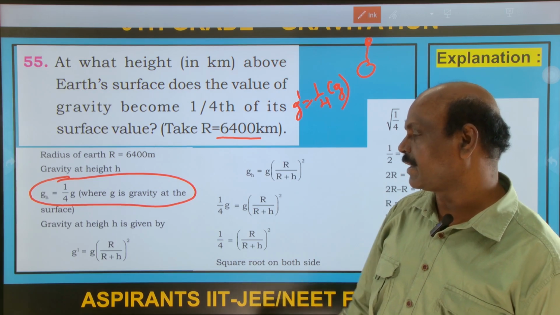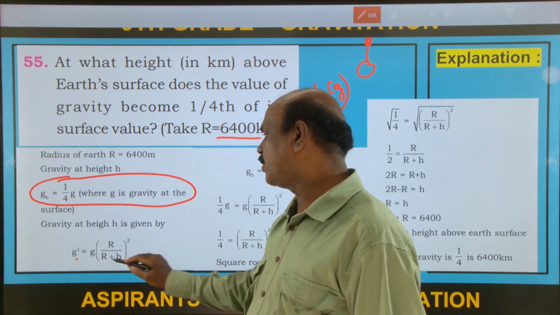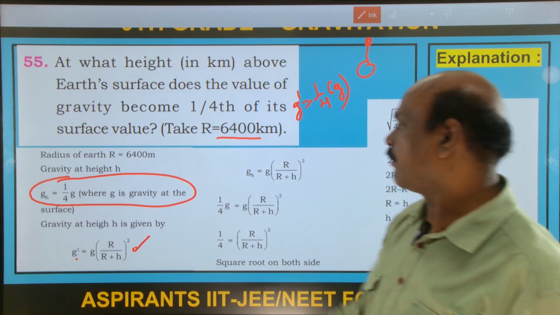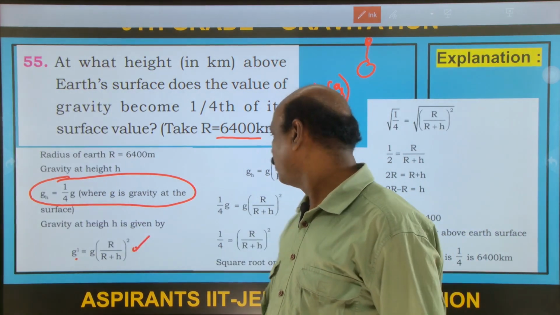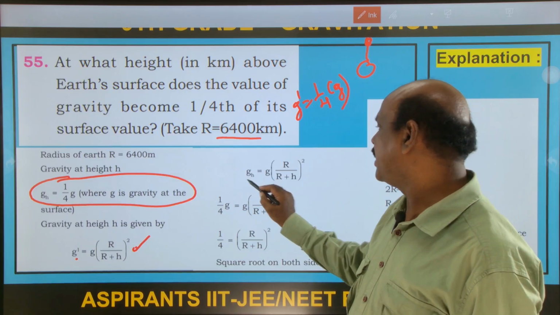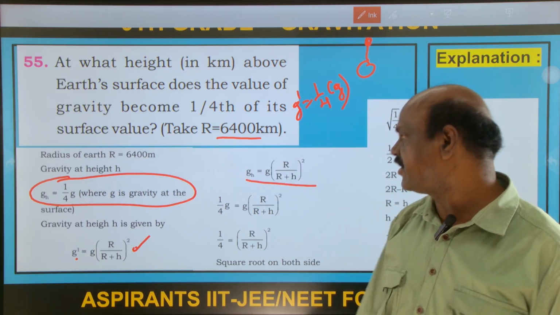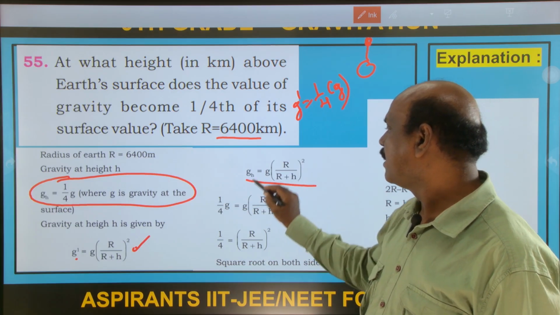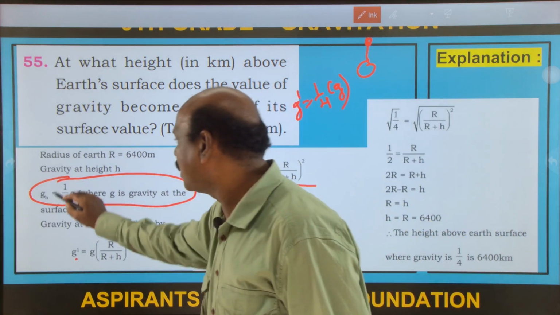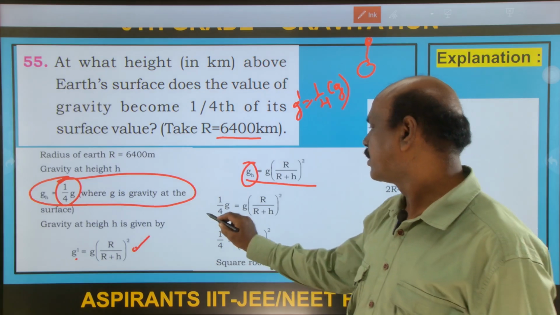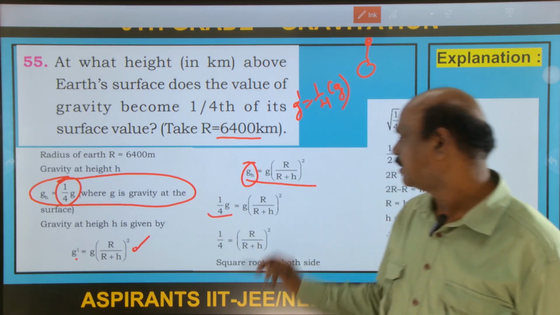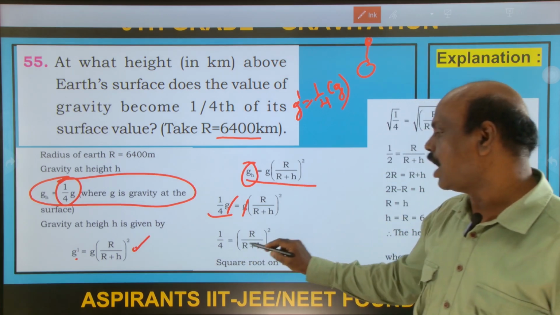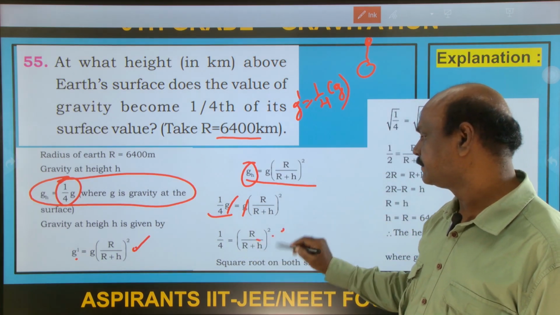As already we said previously, G dash is equal to G into R by R plus H whole square. We know that if you are taking G dash as GH, gravity at height, G into R by R plus H whole square. Now GH is taken as 1/4 G. So this is 1/4 G, and G gets cancelled. 1/4 is equal to R by R plus H whole square.